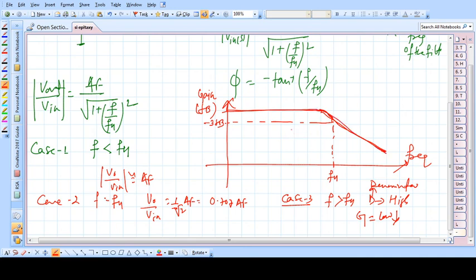So this one is the overall frequency response for the low pass filter, and this is your passband. The circuit will pass up to the maximum cutoff frequency FH. This is the stop band.